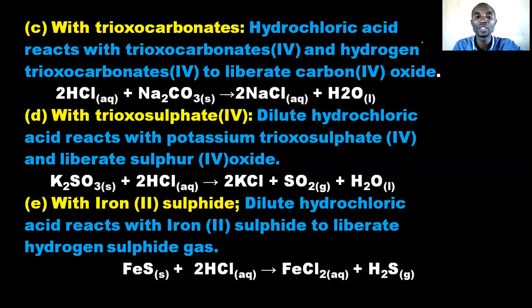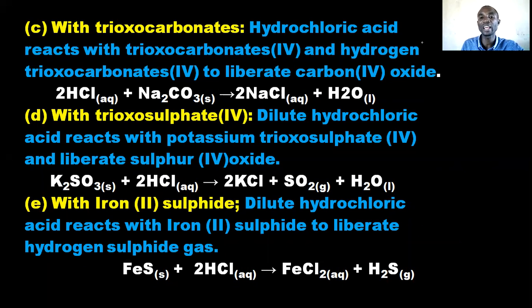Hydrochloric acid reacts with trioxocarbonate(IV), and the hydrogen trioxocarbonate(IV) is liberated. It reacts with hydrogen carbonates, it reacts with trioxocarbonate, and it also reacts with hydrogen trioxocarbonate to liberate carbon(IV) oxide. Now, as we can see, when it reacts with sodium carbonate, sodium chloride will be formed, but when it reacts with hydrogen trioxocarbonate(IV), carbon(IV) oxide will be liberated in such a case.